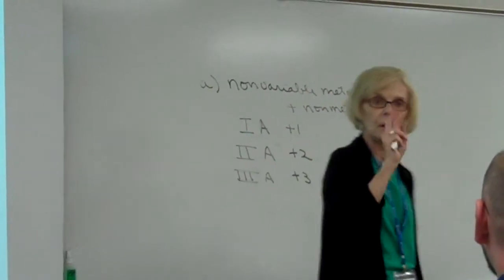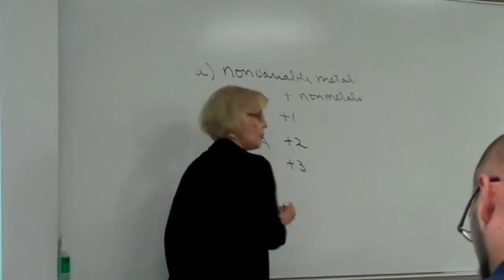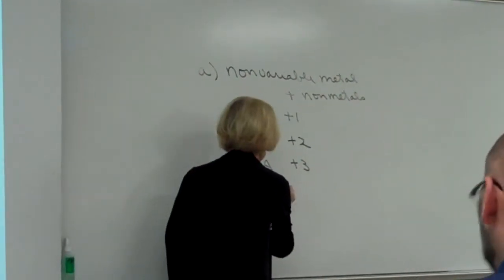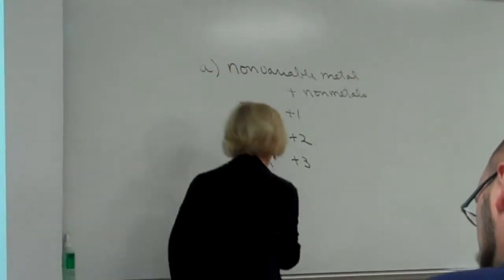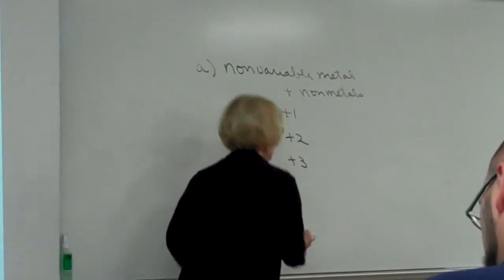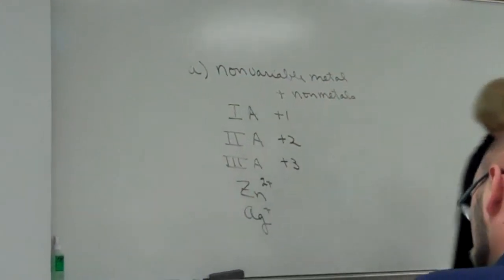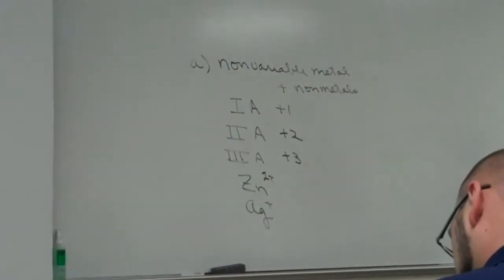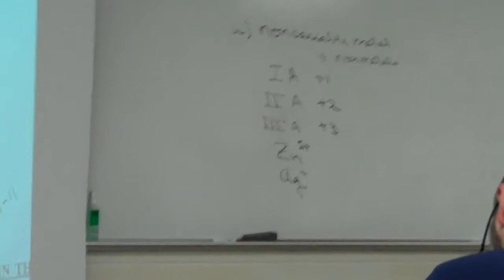Now, to add to your burden, we generally do not include B families, the transitions, because they're variable. There's 2 of them I want you to include. If you have zinc, it is non-variable. It is going to be plus 2. And if you have silver, it is going to be plus 1. And let me tell you a couple of ways to help you remember that.